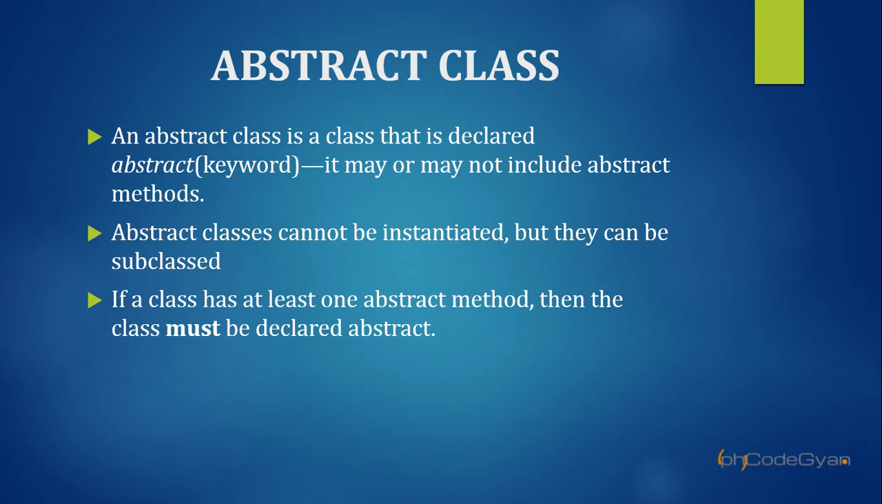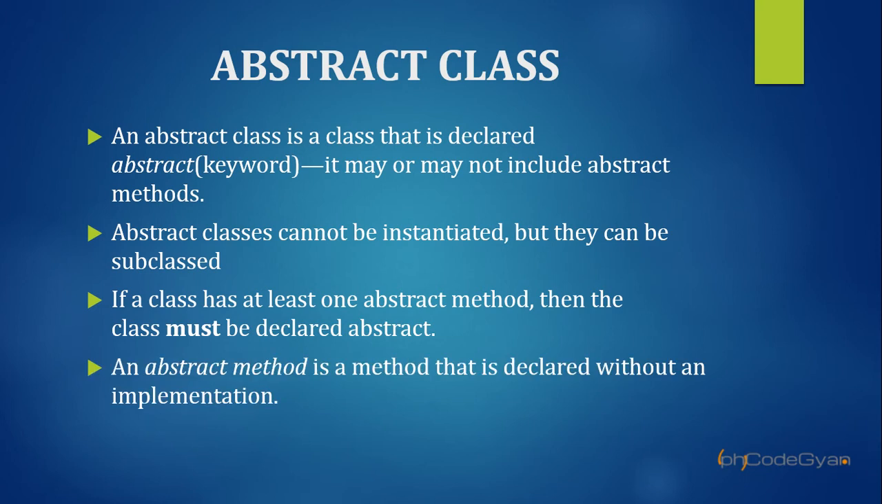If a class has at least one abstract method, then the class must be declared abstract. So in a class, if you have declared even a single abstract method, then that class needs to be declared as abstract. Otherwise, it will give you a compile time error. An abstract method is a method that is declared without an implementation. So what is an abstract method? An abstract method is a method which has only a signature but no body. The body or the implementation of that method is given in the subclasses, the classes which extend this abstract class.